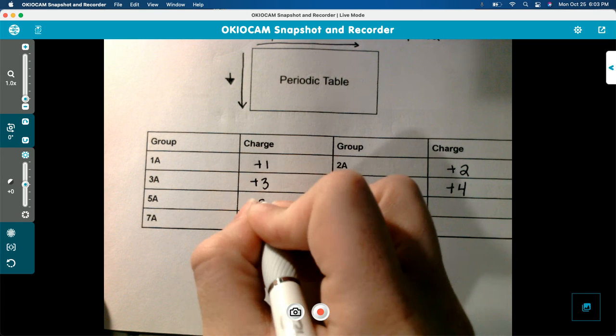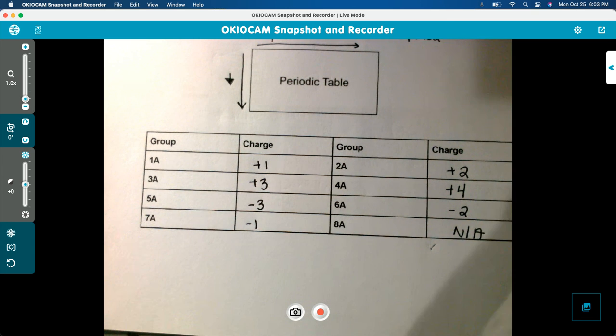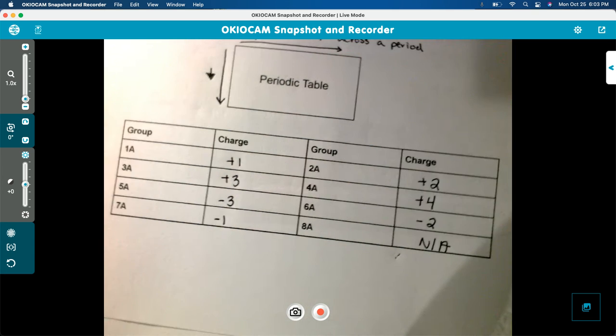5A gets a charge of -3. 6A gets a charge of -2. 7A gets a charge of -1. And 8A has no charge. Those are our noble gases, so that is not applicable. No charge for those guys. This is stuff we'll get into a little bit more later this week when we talk about ions. So we have ionization energy as a trend, and we also have ionic size as a trend.